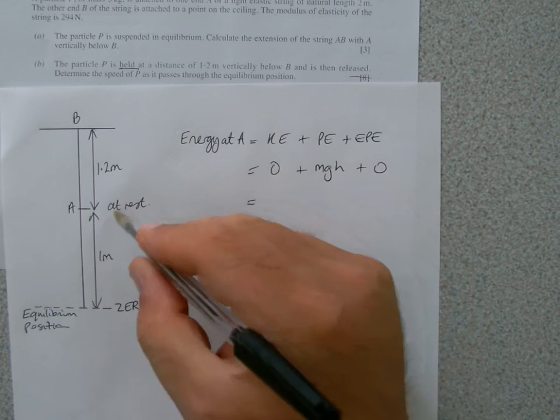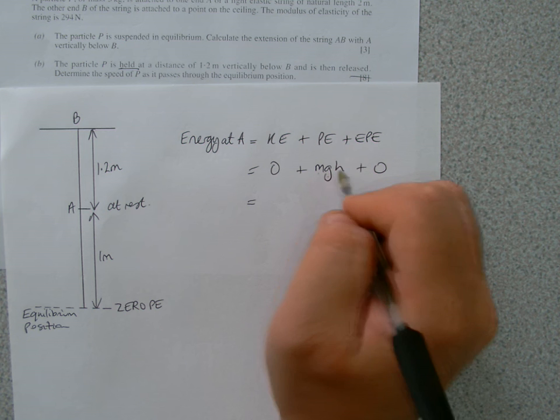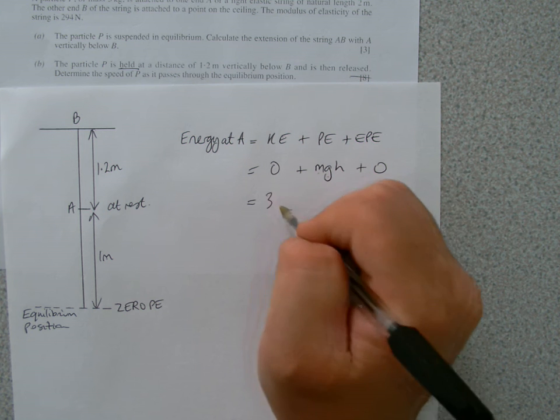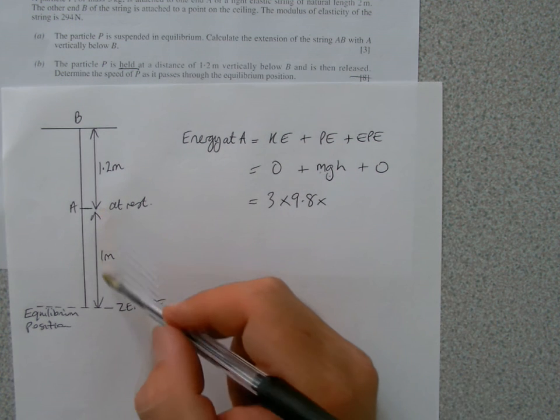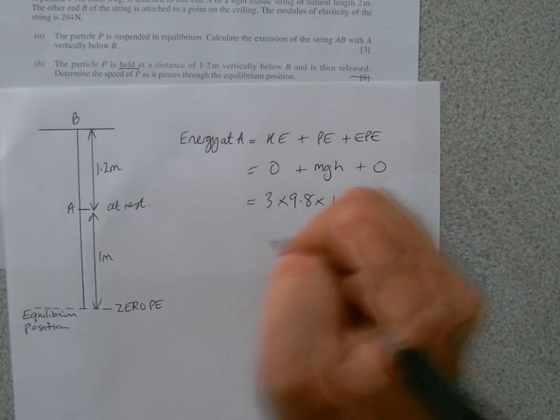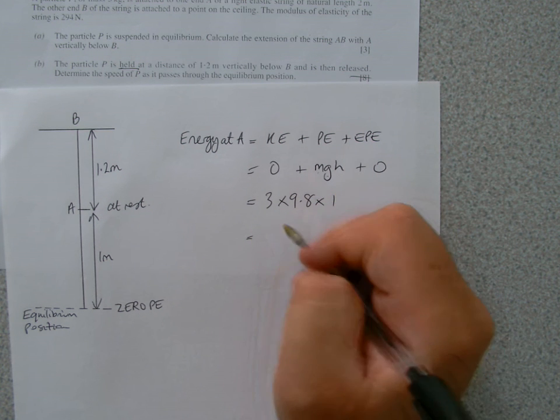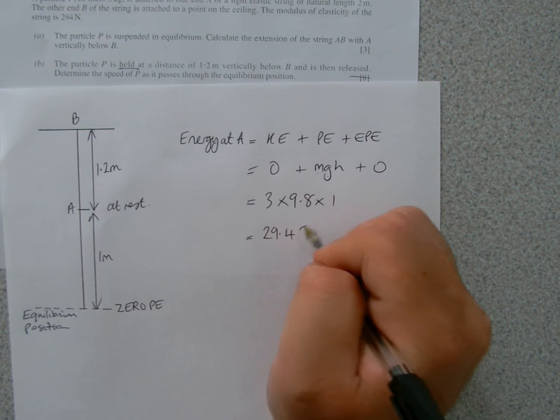So the energy at A will be, for the potential energy, the mass, which is 3, times gravity 9.8, times the height. The height of it at A is 1 meter above the ground. So you work that out, and you get 29.4 joules.